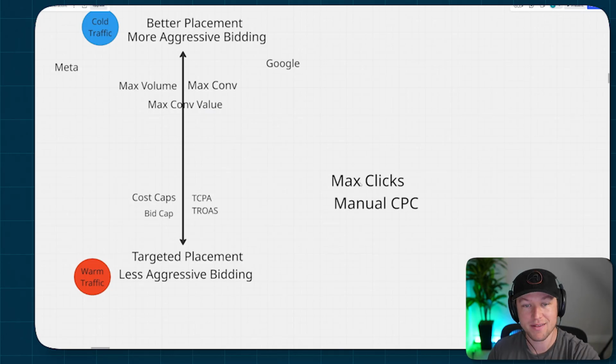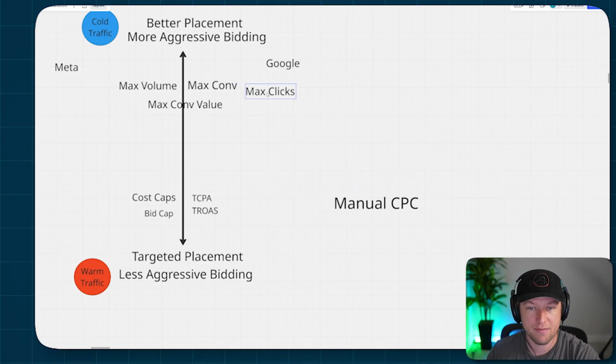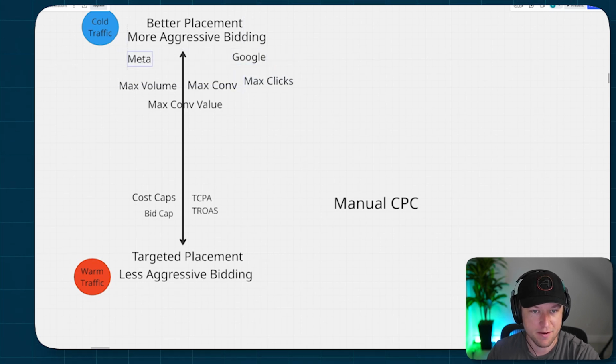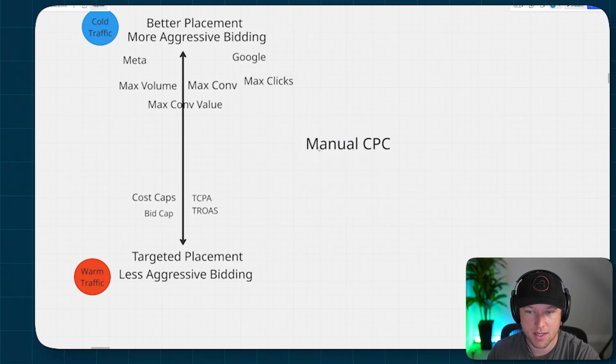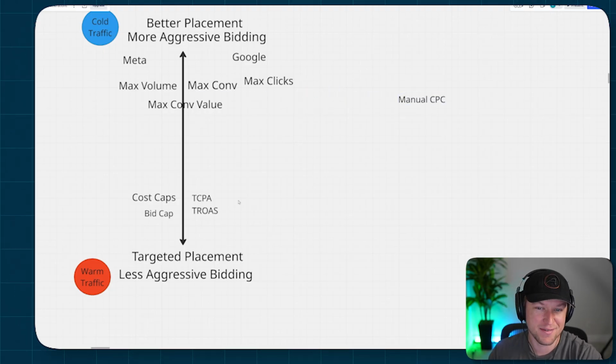And then when it comes to max clicks, this is kind of a tricky one, but I would say that this one probably fits around this area as well. I would say maybe a little bit above it, for argument's sake. And then manual CPC is going to be something that we'll discuss in a little bit because this can be very, very extreme in one way or another. It tends to be more towards cold traffic, so I'm going to place it around here, but that's going to be a separate topic.